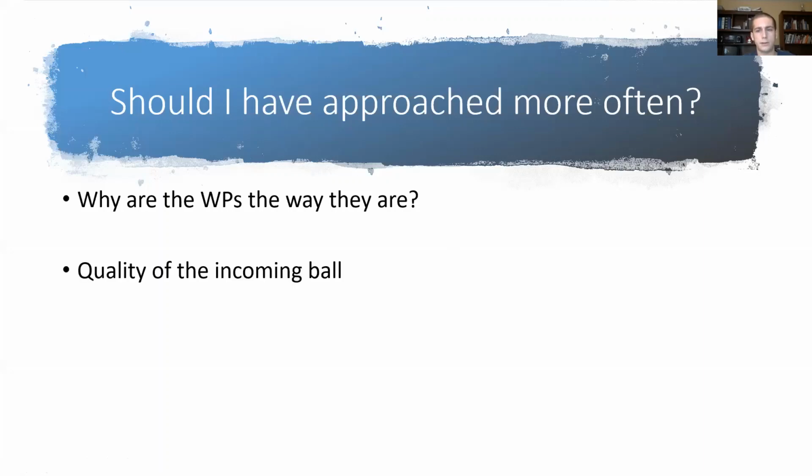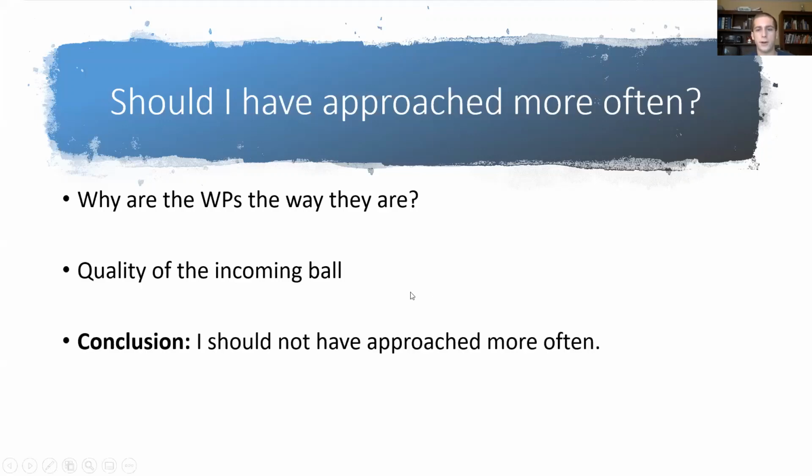Well, it really comes down to the quality of the incoming ball, even more so than the fact that I happened to approach the net on the 2 points that I won. What really mattered here was not so much the act of approaching the net. What really mattered was the quality of the incoming ball. And therefore, I really shouldn't have approached more often, because if you think about it, if I did approach more often, I would have had to try to approach the net on a return that was blasted at me. I probably would have lost both those points trying to come in on blasted returns.